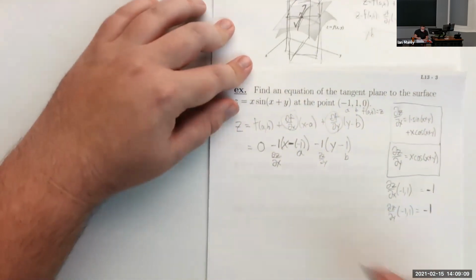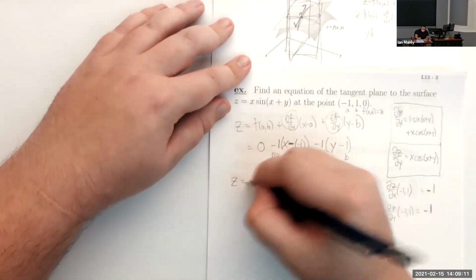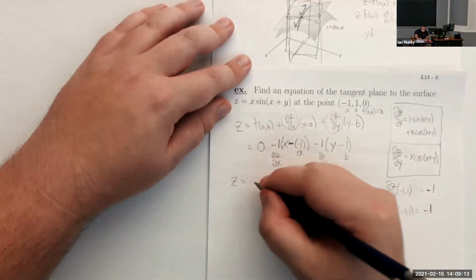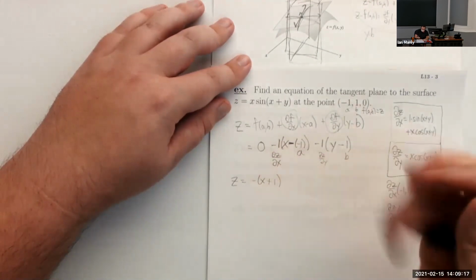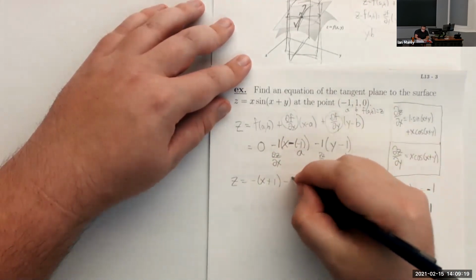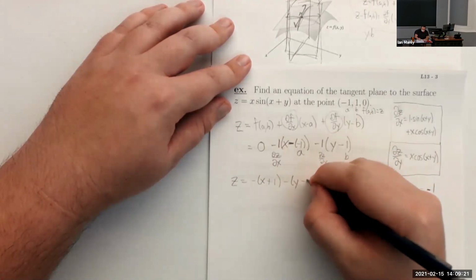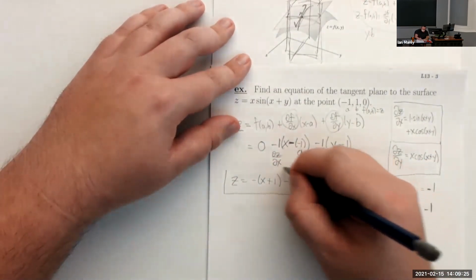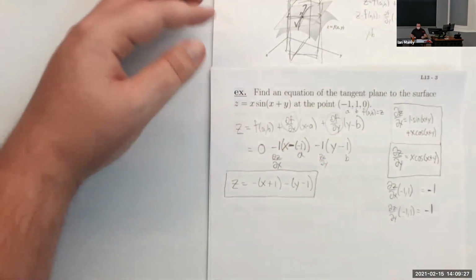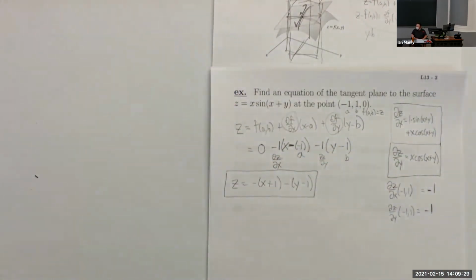All right, so this is partial z, partial y, and then this is my b. So if we write this out in a nicer way, what do we have? We have z is going to be negative x plus 1, and then we have minus y minus 1 right there. And that's a totally acceptable way to write a plane. So we could just leave it like that right there.